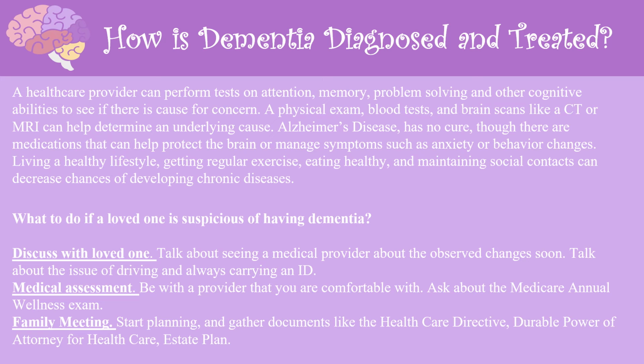What to do if a loved one is suspicious of having dementia? Discuss with the loved one. Talk about seeing a medical provider about the observed changes soon. Talk about the issue of driving and always carrying an ID. Medical assessment. Be with a provider that you are comfortable with. Ask about the Medicare annual wellness exam. Family meeting. Start planning and gather the documents like the healthcare directive, durable power of attorney for healthcare, and estate plan. All of these will assist in helping you plan for a family member who may be developing Alzheimer's.